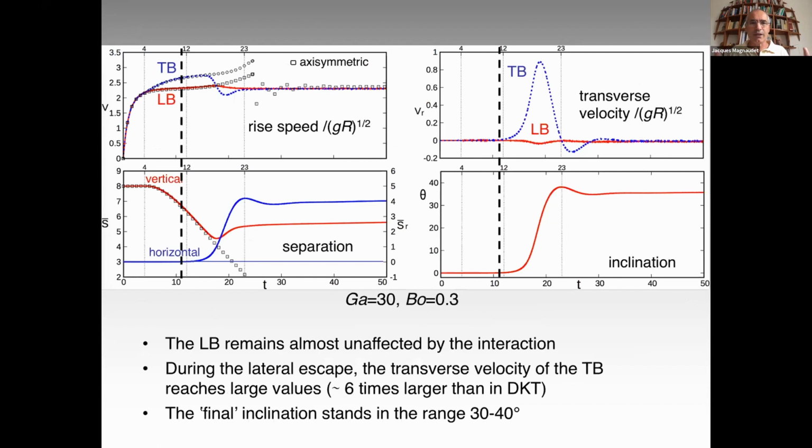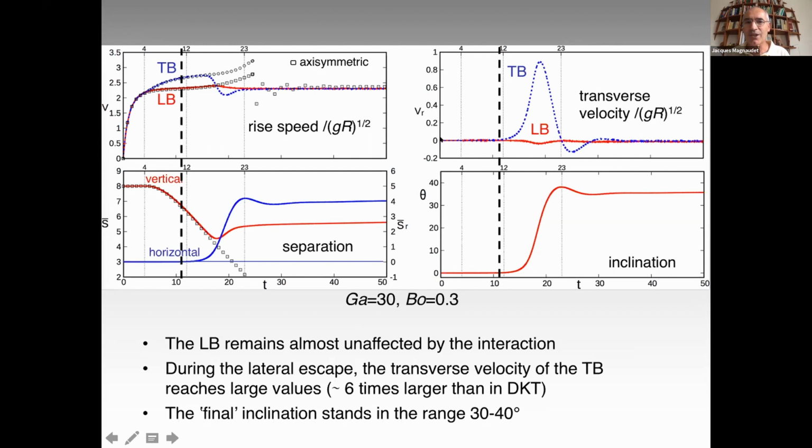So again, you see how the inclination between the two bubbles evolves, starting from 0. It grows tremendously during the interaction process and then stabilizes in this case at an angle which is close to 35 degrees. But maybe more importantly, what you may see in this graph is the horizontal velocity of each bubble as a function of time.